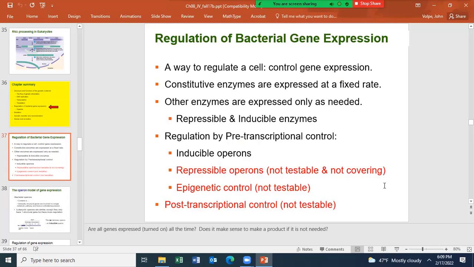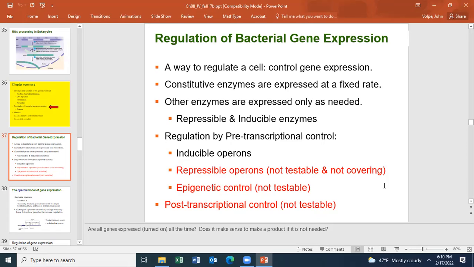So there are different ways a cell can regulate what it has within it. An easy way to regulate what's in it is to regulate the expression of the bacterial genes. So regulate a cell by controlling gene expression. There are some genes that are always turned on and are expressed at a fixed rate. We call these constitutive genes, like an enzyme would be a constitutive enzyme. It's always made. The gene is always turned on.